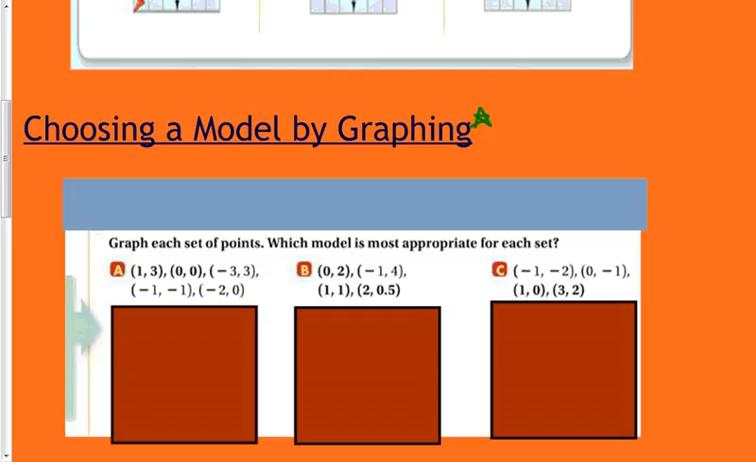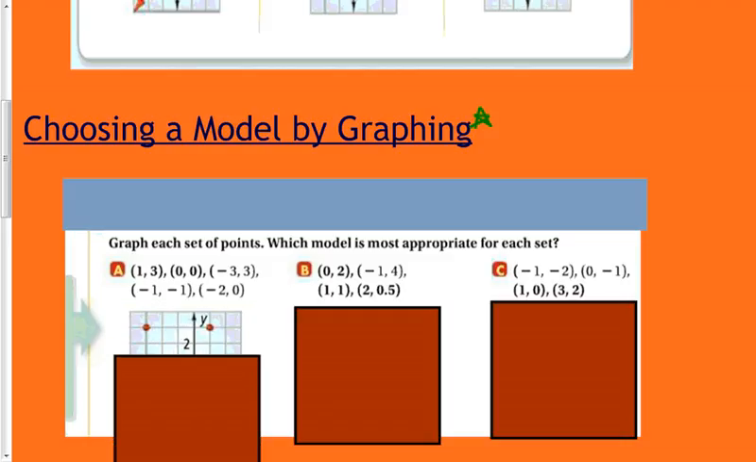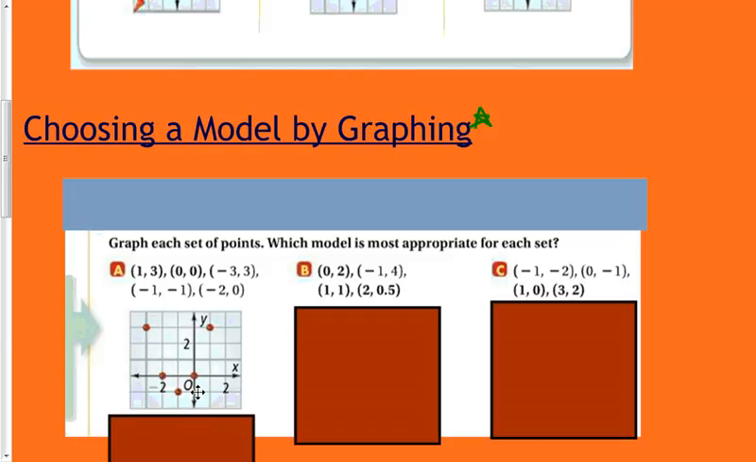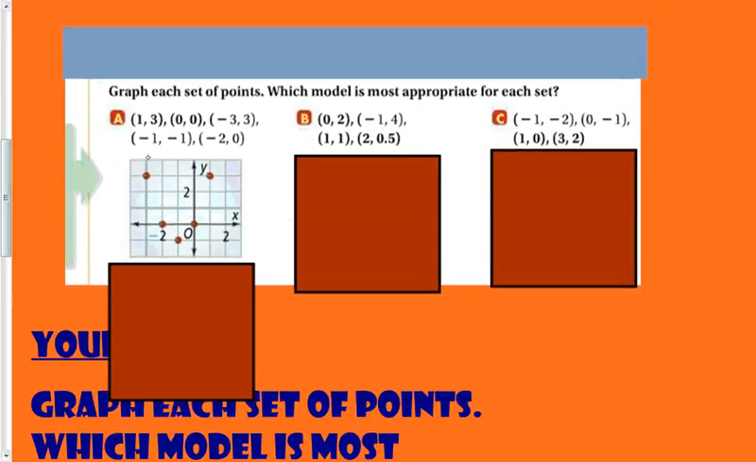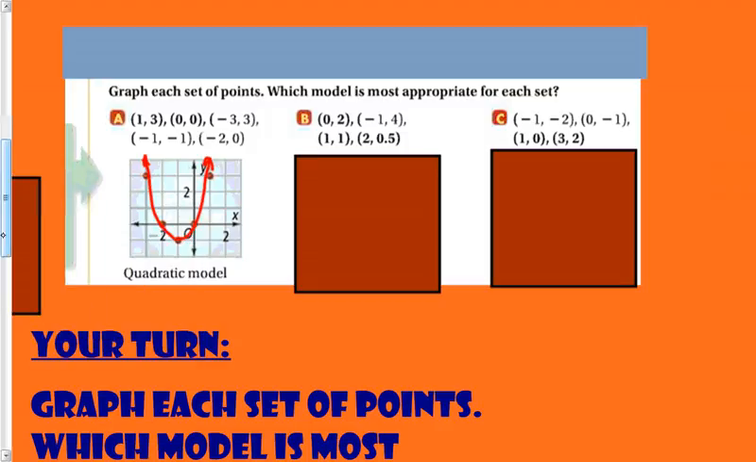It's just by plotting your data set. If you're given it in ordered pairs, or if you're given it in a table, go ahead and plot it and determine if it's linear, quadratic, or exponential. So this one, you graphed it, and if you connect the dots, you see it'll make a U type of graph going on forever like that. And if you make the U, that's a parabola, and that is a quadratic model.